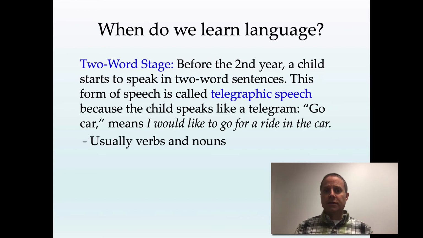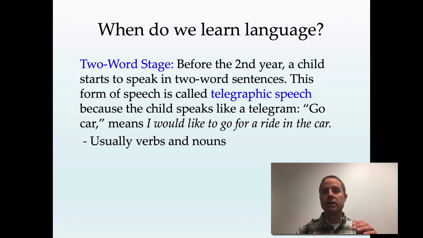The next stage is called the 2-word stage. Between 1 and 2, a child starts to speak in 2-word sentences. Sometimes it's called telegraphic speech because, like in the old times before telephones, there were telegraphs, and it cost money to send a telegram per letter. So you would just send the minimum amount of words that you could to communicate meaning. So that's how babies are talking too.